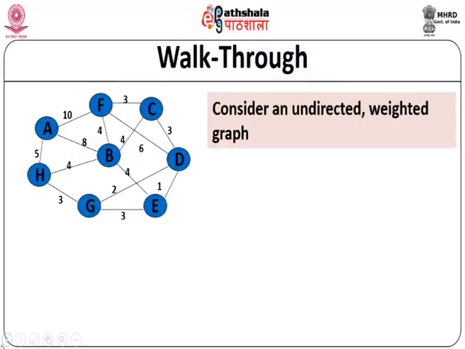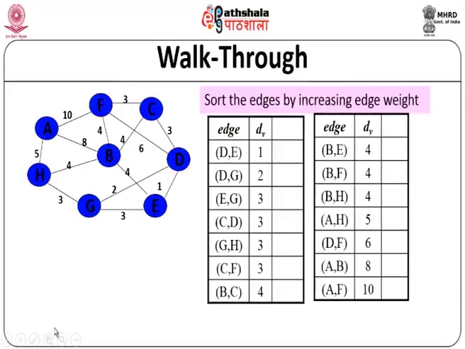Now, again we will just look at this particular example and we will go in detail considering the data structure also. So, here you have an undirected weighted graph and it has A, B, C, D, E, F, G, H. So, 8 nodes. So, our spanning tree must consist of these 8 nodes. Now, what you first do is you sort the edges by increasing edge weight. So, here you have the edges and the weights.